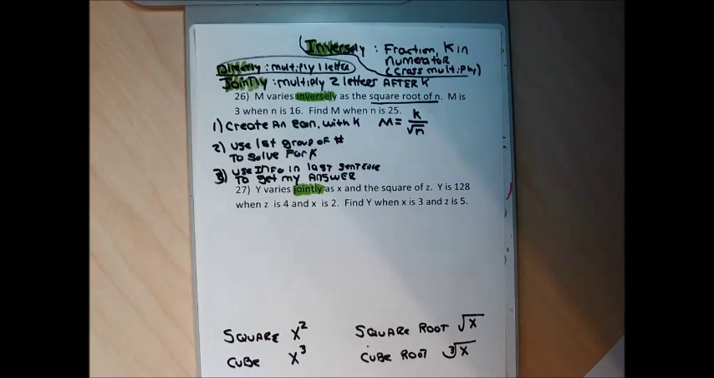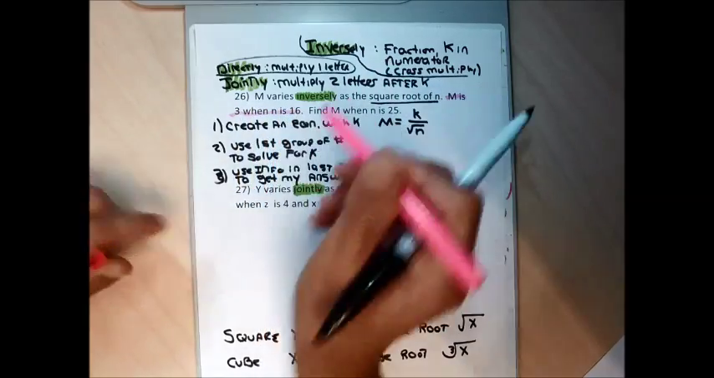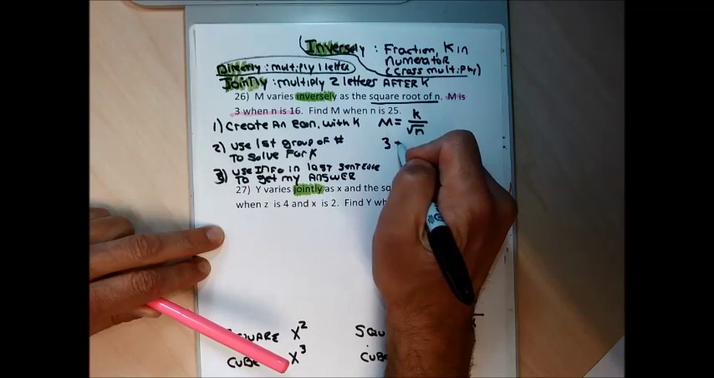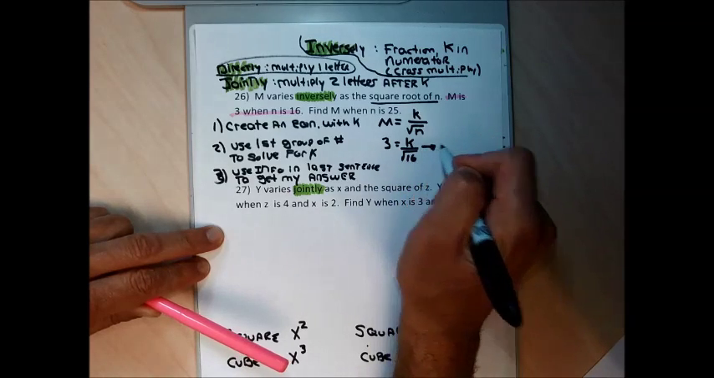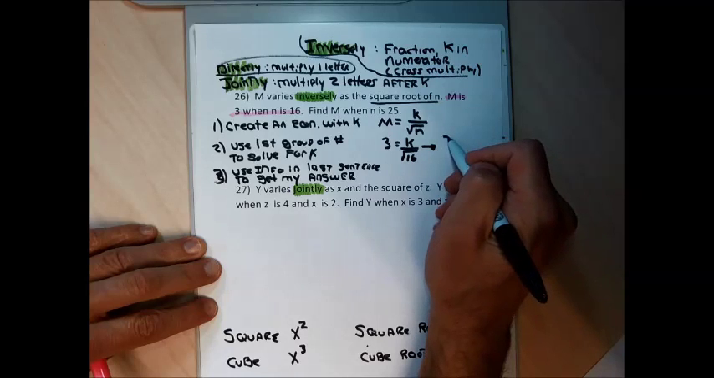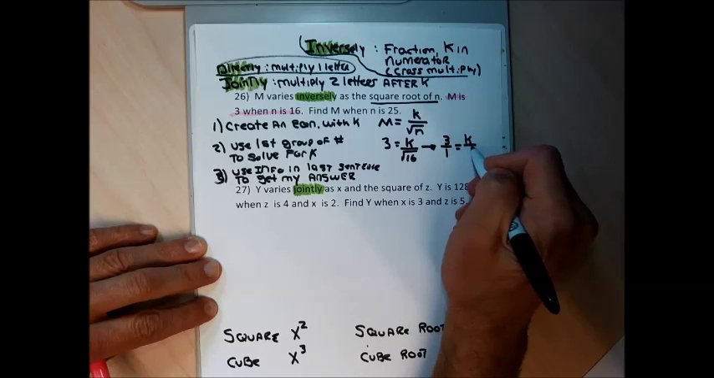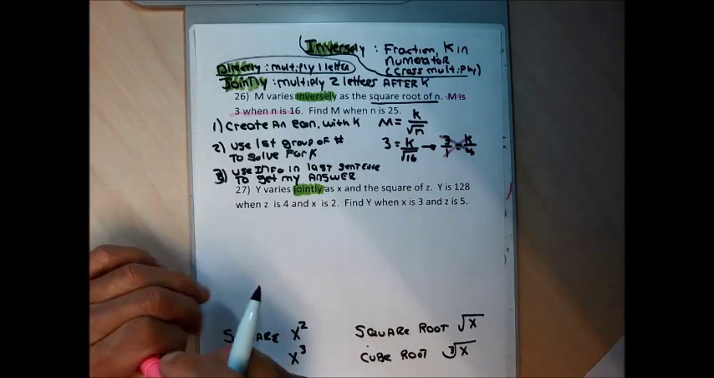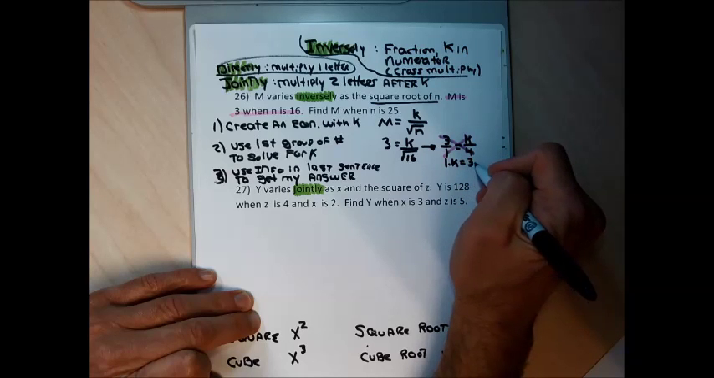The second sentence is going to give me enough information so I can solve for k. The second sentence says M is 3 when N is 16. So into this equation, I'm going to plug in 3 for M and 16 for N. That's going to give me 3 equals k over the square root of 16. We usually solve these by cross multiplying. To make it something I could cross multiply, I'm going to make this 3 over 1, and the k over the square root of 16, I'm going to make k over 4. Then I'm going to cross multiply up and cross multiply down. When I cross multiply up, I get 1 times k, which is just k. When I cross multiply down, I get 3 times 4, which is 12.